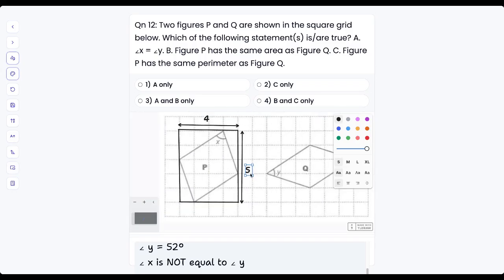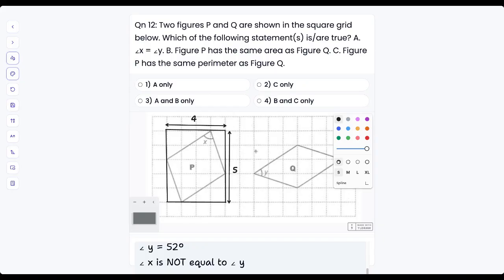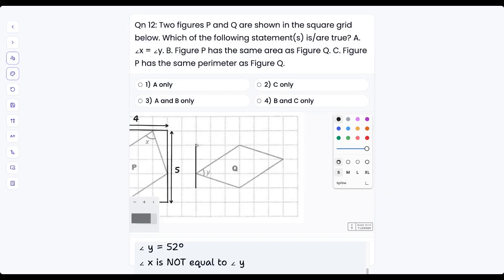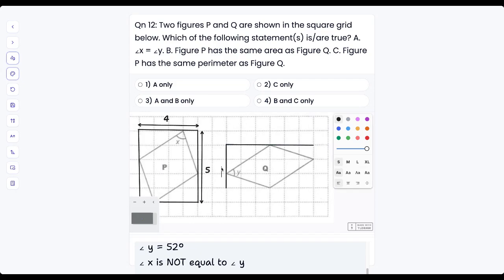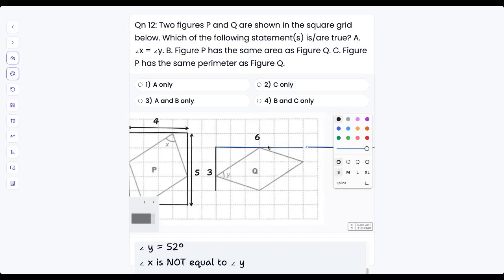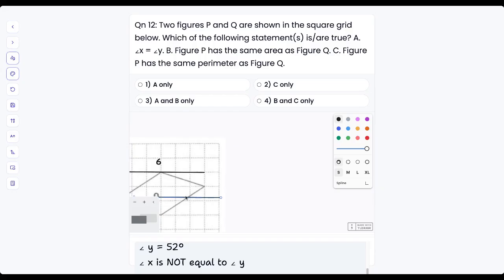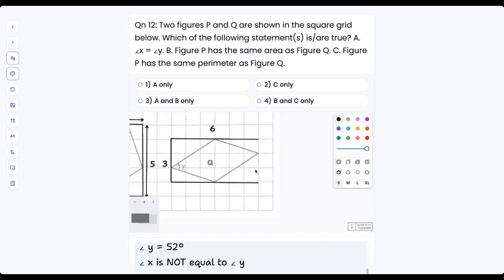Now we know this length, so let's box it up again for this side. This is 1 2 3, and then 1 2 3 4 5 6. We have 6. So this is 3, and this is 6. Let's move this whole thing like this, and this whole thing like this as well. So I'm going to put the 3 over here and draw the arrow 3, and this is 6.